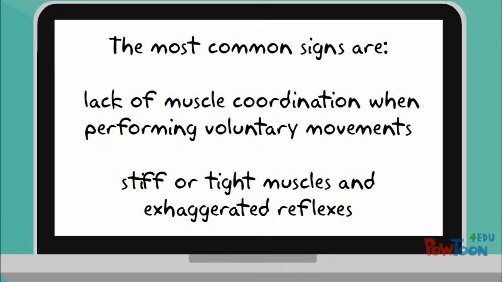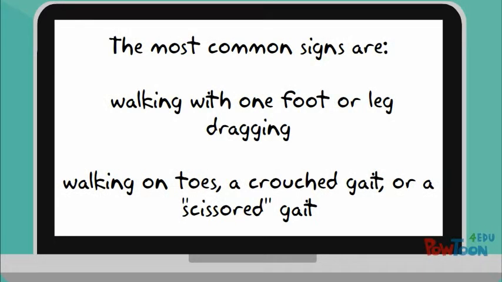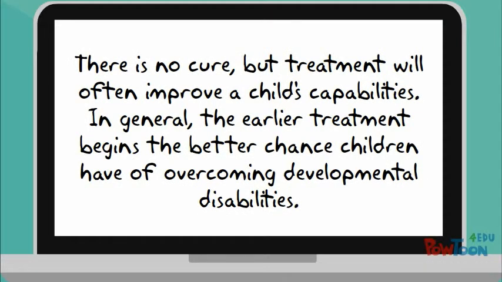The most common signs of cerebral palsy are lack of muscle coordination when performing voluntary movements, stiff or tight muscles, and exaggerated reflexes. Walking with one foot or leg dragging, or walking on toes, a crouched gait, or a scissored gait. There is no cure, but treatment will often improve a child's capabilities. In general, the earlier treatment begins, the better chance children have of overcoming developmental disabilities.